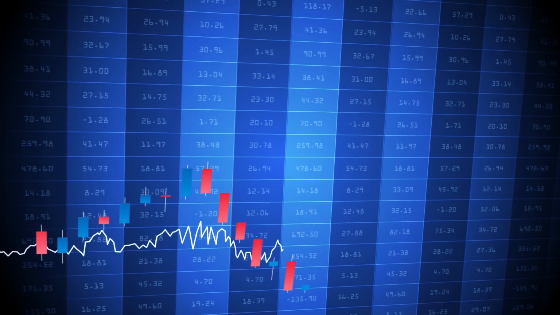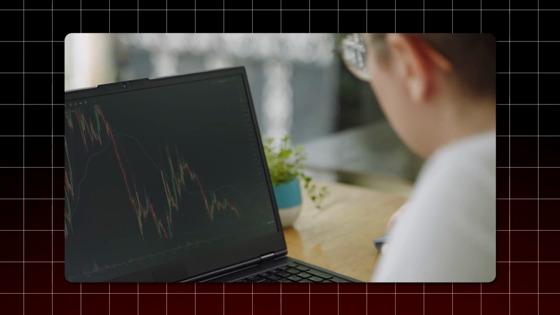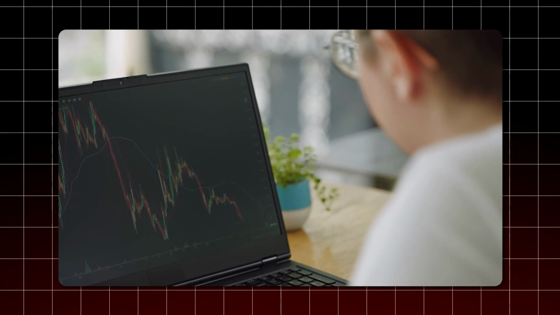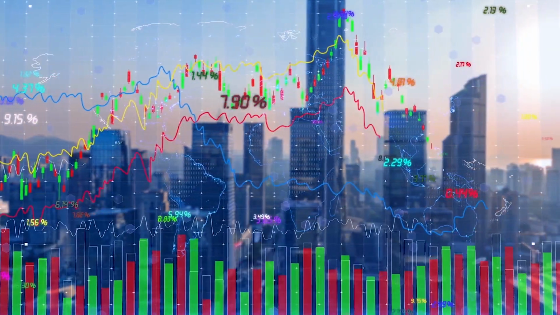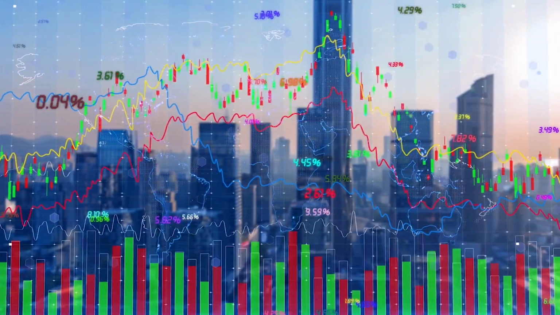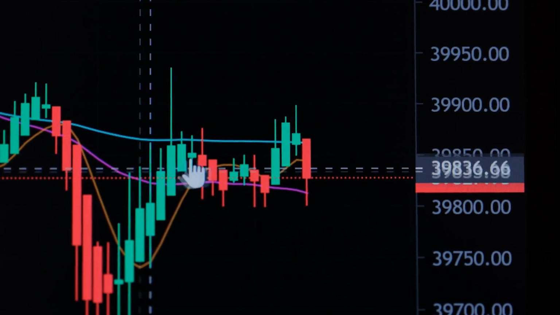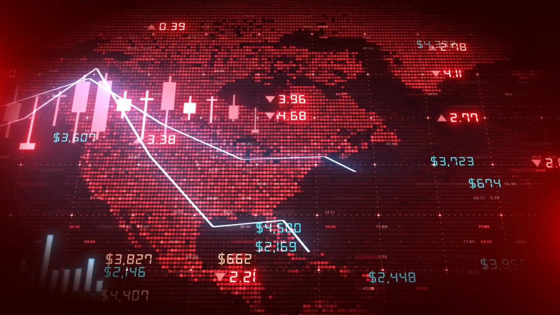To confirm any trend, look for at least 3 consistent data points showing the same movement. For example, 3 consecutive higher highs in an uptrend or lower lows in a downtrend. Keep in mind, though, that trends aren't guarantees. They're guides to help you make more informed decisions.